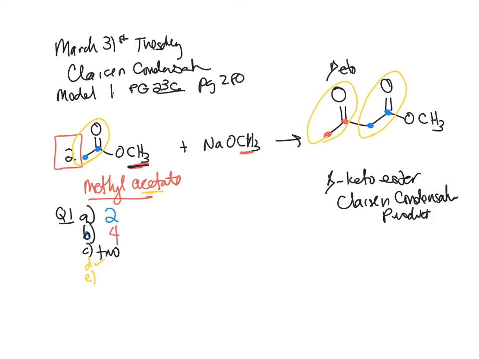E, using Greek letters, indicate the position where the new carbon-carbon bond forms. So you look for the carbonyl of your ester, and then that's your alpha and that's your beta. So this is your new alpha-beta bond.